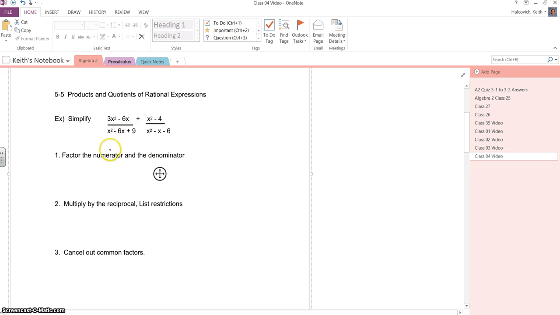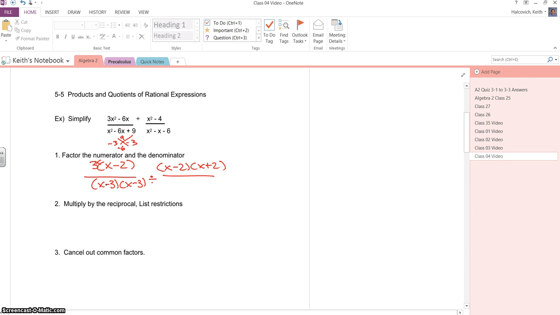First things first, whenever you're dealing with a quotient, notice it's a division sign of a rational expression, we want to factor the numerator and the denominator. So here we'll factor and we get 3x times x minus 2. And then here, when you factor, the factors of 9 that add to negative 6 are negative 3 and negative 3. So it's x minus 3 and x minus 3. Here it'd be x minus 2 times x plus 2.